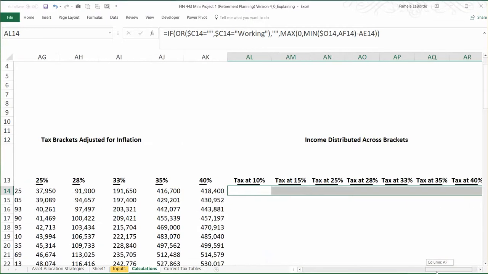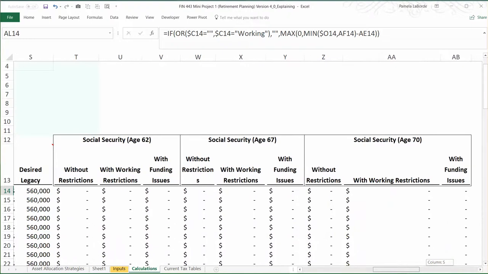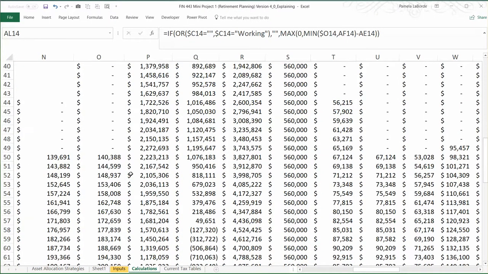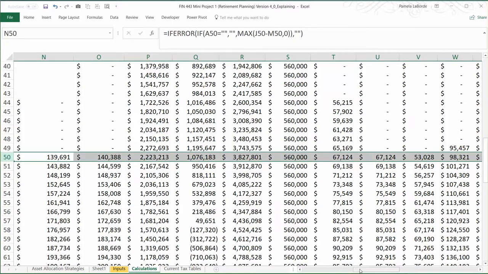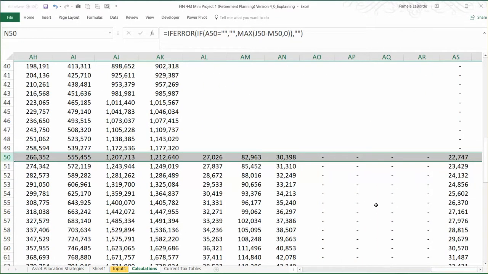So I'm actually just going to scroll down to a year where it has dollar amounts. That will happen in row 50, the point at which they actually start taking money out of their 401k. So they're going to take 140,000 out of their 401k. That's this cell right here, O50. Well, I need to split that into the different brackets.